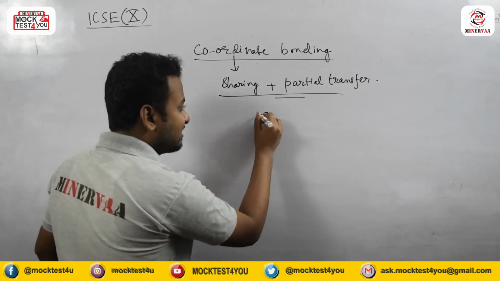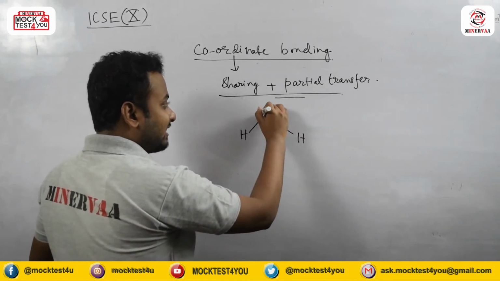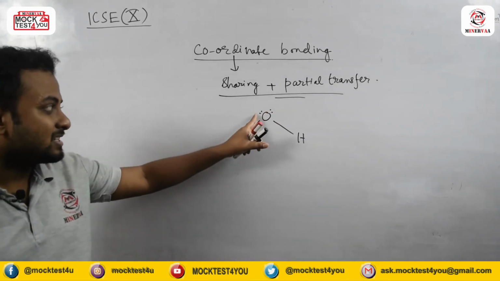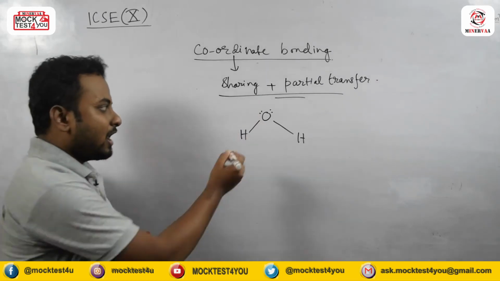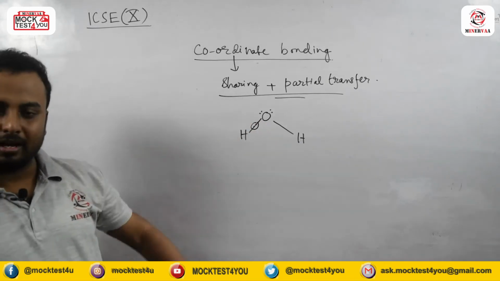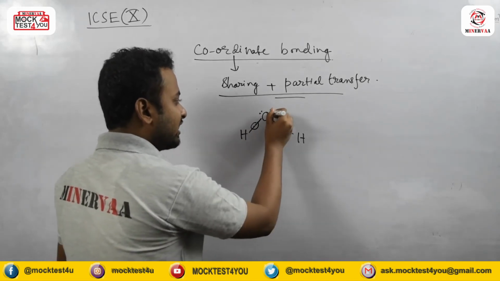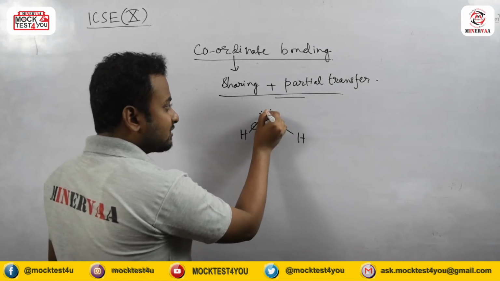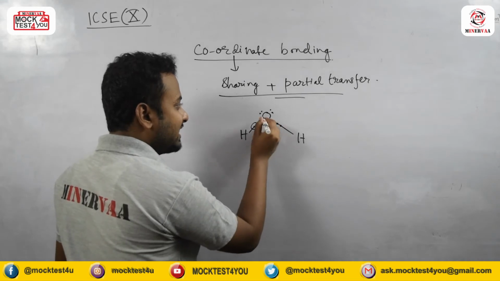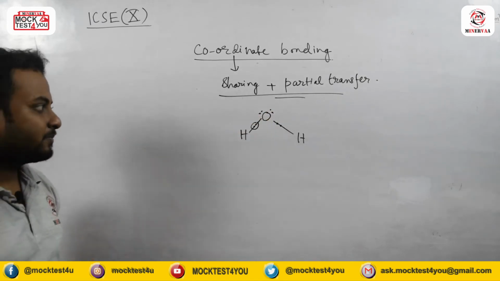We have already seen during the formation of H2O that there are two lone pairs of electrons. So what are lone pairs of electrons? The electrons which do not participate in bonding. Okay. And what are bond pairs of electrons? The electron pair that participates in the bonding. Okay. So in water, oxygen has already completed its octet. Okay. So it has already completed its octet and it has got two lone pairs, right?